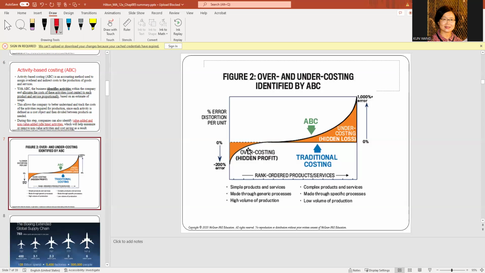So overcharging your common products and undercharging your high-end products causes the skewness of your whole costing system. So the profitability analysis and the whole strategy may be misled, okay, by the costing system. So that's really the significance of the traditional costing system's problem. If you continue to apply it to the current production, your cost data will lose relevance.